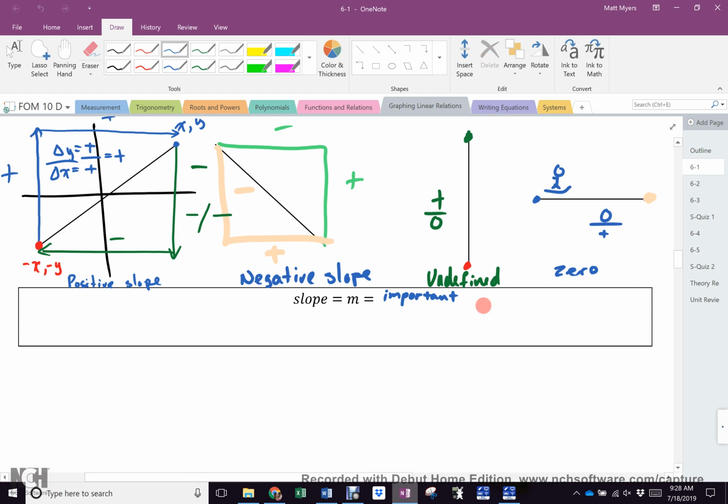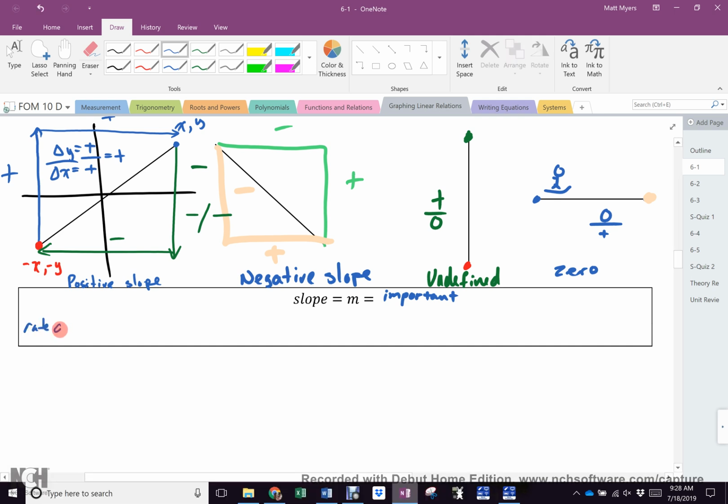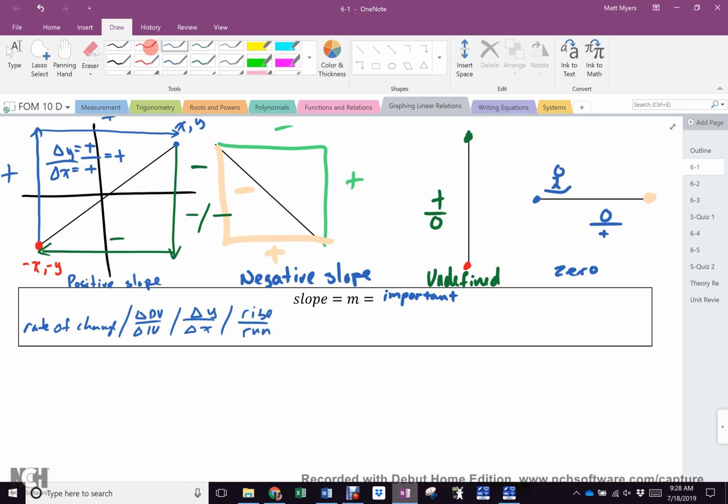It is m, we've already talked about, but it's a whole bunch of other things. One, it's a rate of change. You don't have to write all this down, but I'm going to write it all down. It is also change in DV over change in IV. It is also change in y over change in x. It is also the rise over the run. Rise is how far we go up or down divided by how far we go side to side.